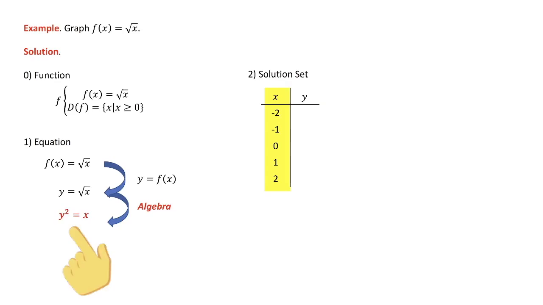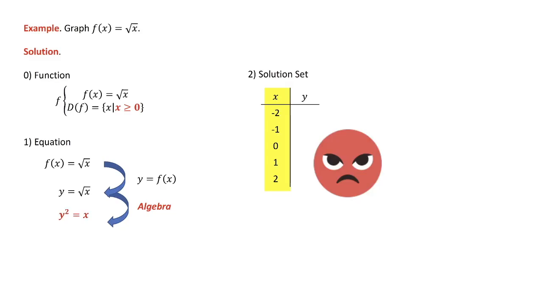Well, if x is 0, y is 0. If x is 1, y is 1. If x is 4, you can guess y is 2. But what do you do with 3 halves and others? How do you do that? All right, I need x's greater than or equal to 0. So I didn't make a good choice of x's.